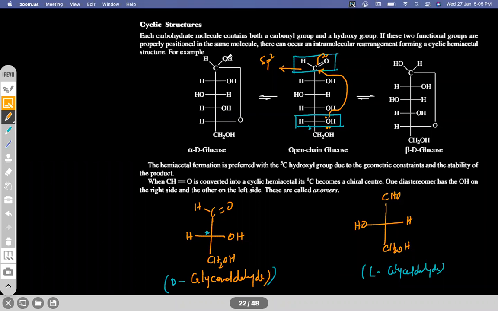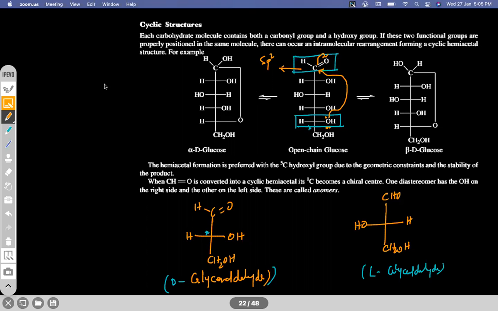If OH is present on the right side, then it is called alpha D-glucose. It is already D-glucose because OH is here. Why is it alpha? Because this OH is on the right side. Correct? So alpha when OH is on the right, beta when OH is on the left. We have both possibilities.